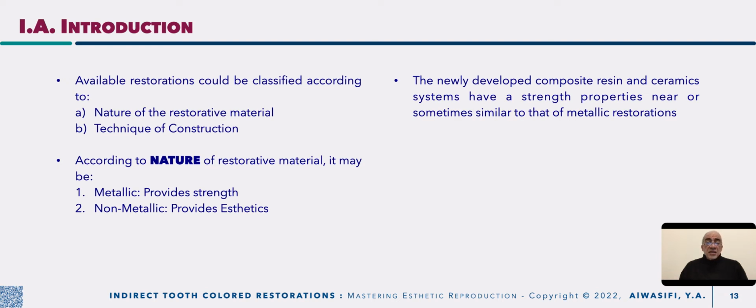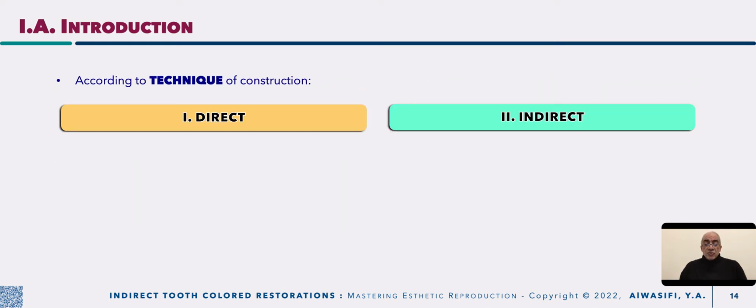But nowadays, the new non-metallic systems of composite resin and ceramics are providing strengths equal to and sometimes higher than the available metallic restorations. Not the available metals in general, but the available metallic restorations. According to the technique of construction, our restorations are classified into direct and indirect restorations.